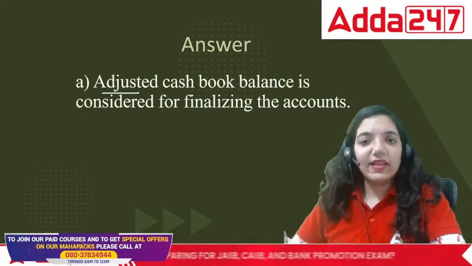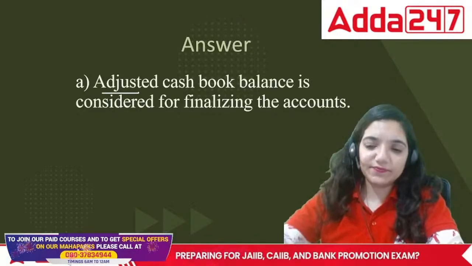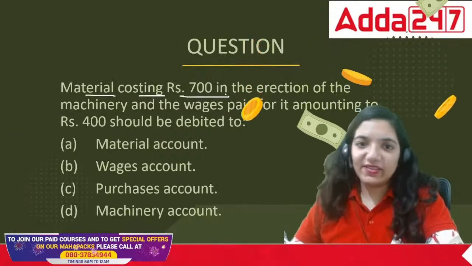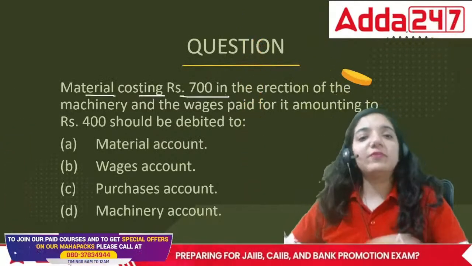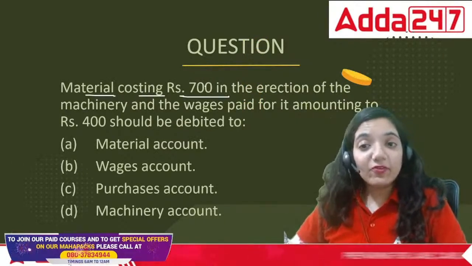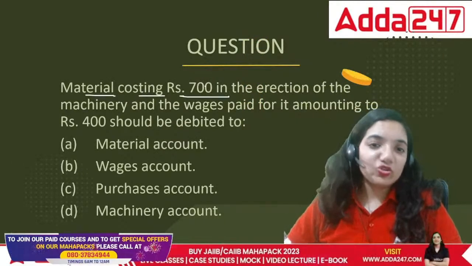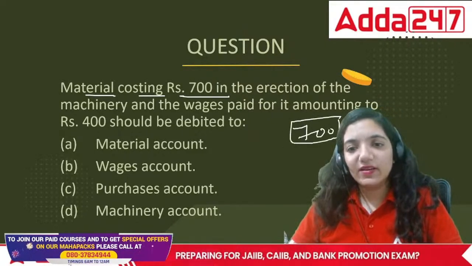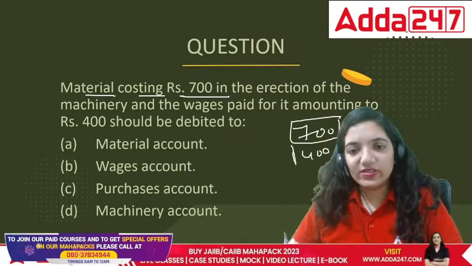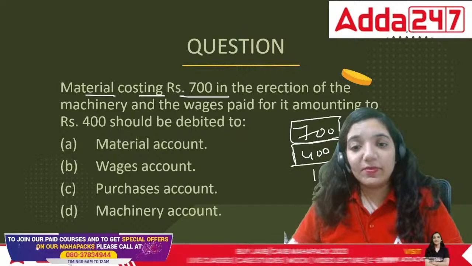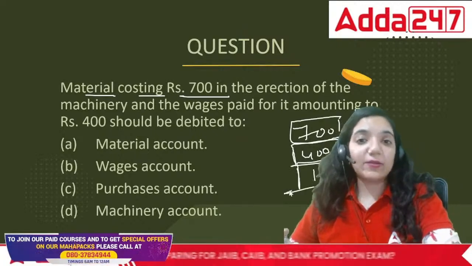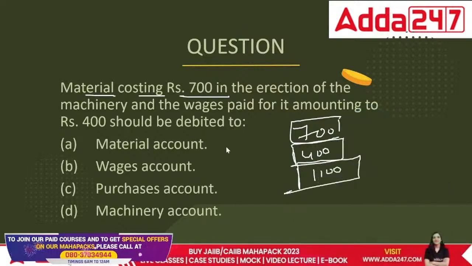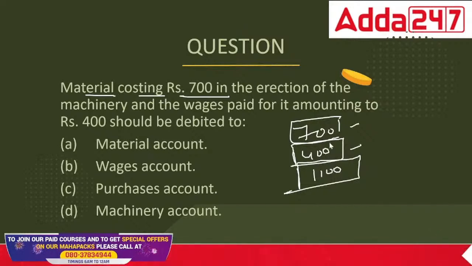Done. So let's move on and talk about the next question. There is a point that material costing rupees 700 in the erection of the machinery, and the wages paid for it amounting to rupees 400 should be debited to. The point is, we paid 700 for material and 400 for wages. So we have totally paid 1100, but this is exclusively for that particular machinery to become ready to use, right? Overall, this is what we're talking about. We want to make sure that the particular machinery becomes ready to use.